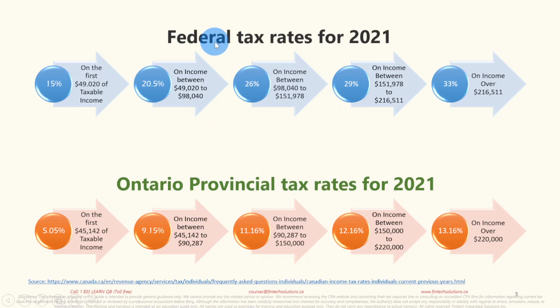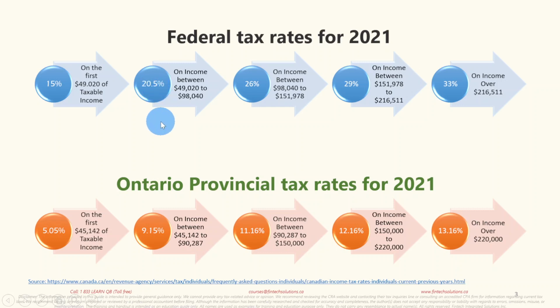First of all, for the federal tax rates for 2021, on the first $49,020 of taxable income, and those words are important, taxable income, the tax rate is 15%. So anyone who is earning up to 49,020 is going to have a tax rate of 15% on their taxable income. Anything after that, from 49,020 to 98,040, is going to be in the tax slab of 20.5%.